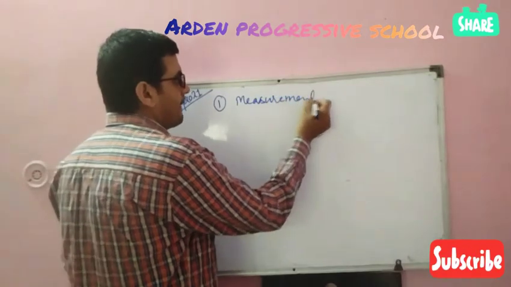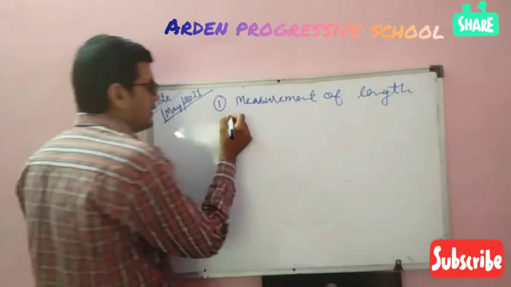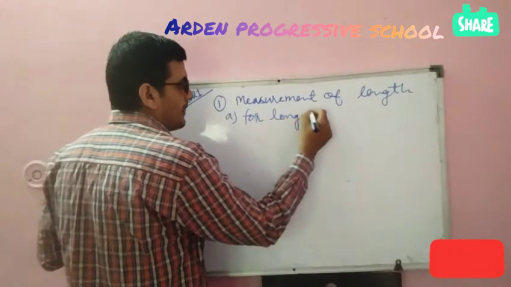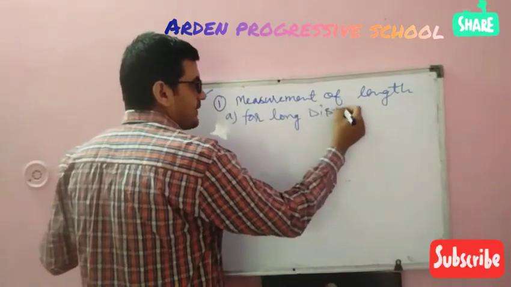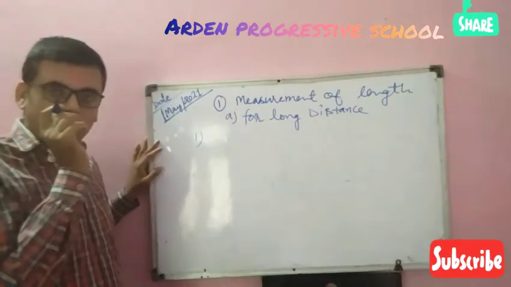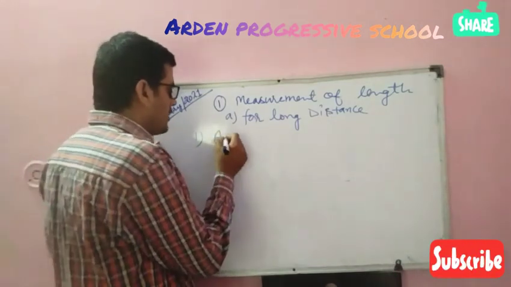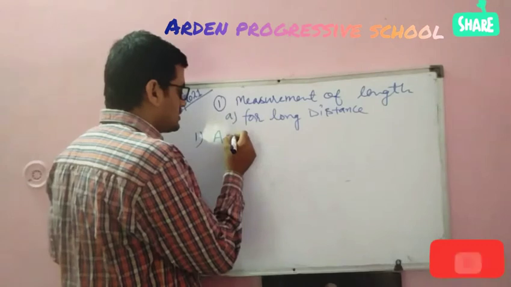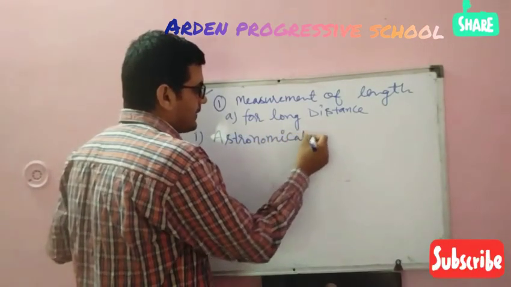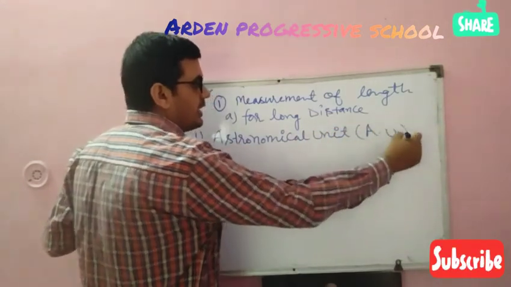Measurement of length for long distance. So student, the first unit for measuring the length for long distance is the astronomical unit. Its short form is AU.